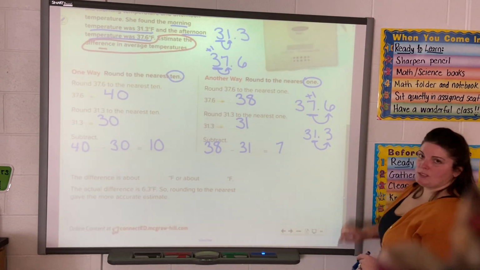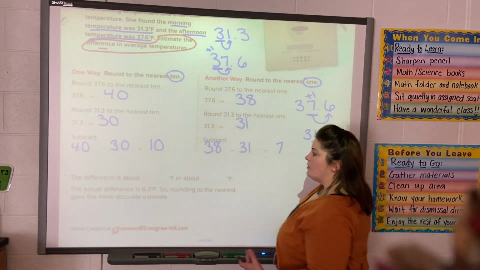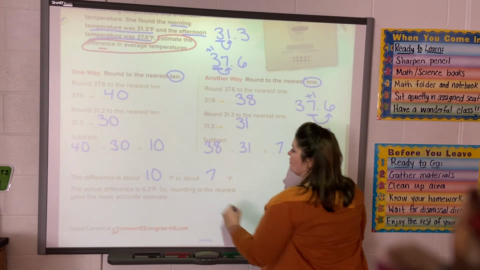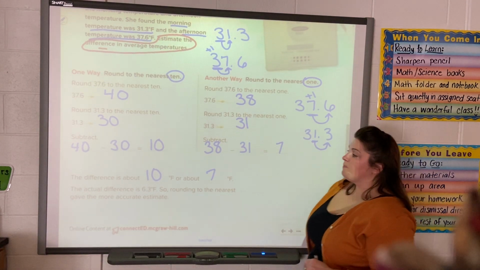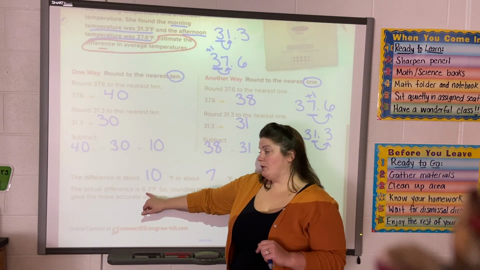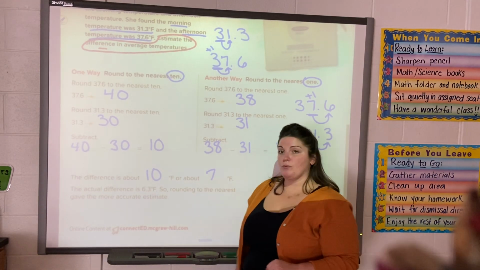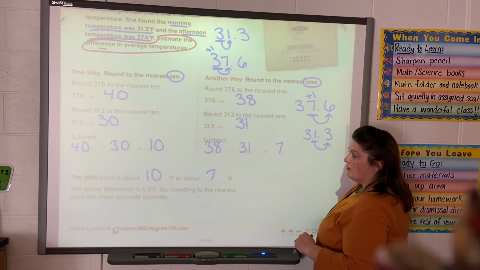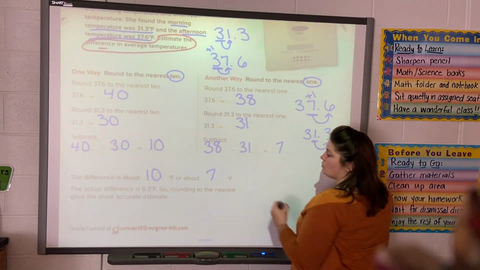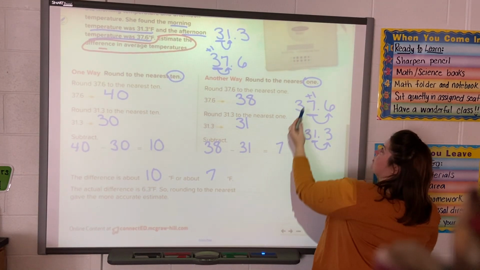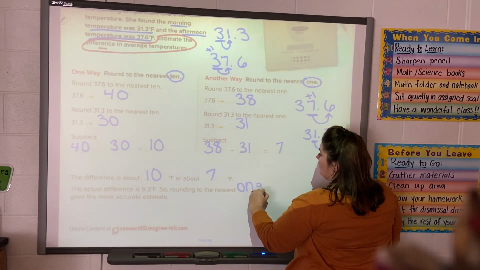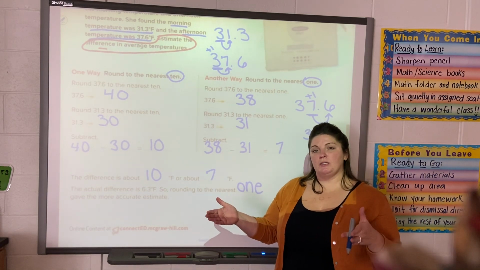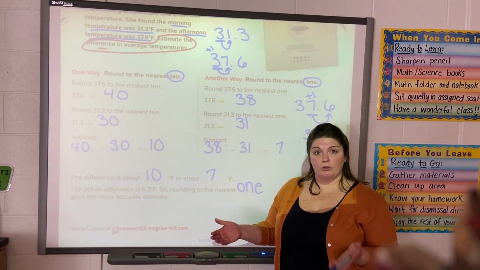So we have two different estimates for the same problem. The difference is about 10 degrees Fahrenheit or about 7 degrees Fahrenheit. The book has gone ahead and calculated the actual answer. The actual difference is 6 and 3/10 degrees Fahrenheit. So which one of these was closer or more accurate? Well, 6 and 3/10 is closer to 7. So rounding to the nearest ones gave us the more accurate estimate. That's because when you choose the lower place value to estimate and round, it will give you a closer answer.